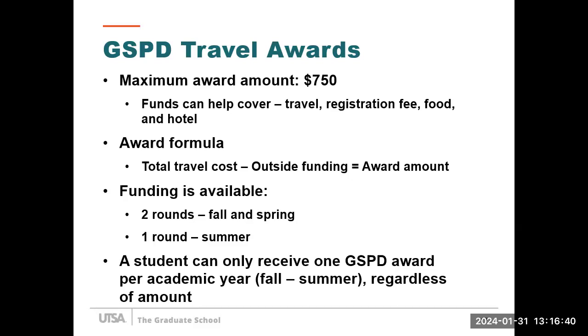The award formula is the total travel cost minus outside funding. So if you're receiving, let's say, a scholarship from the conference, funding from your department, or funding from your faculty member, those need to be deducted from the total cost of your travel. And then we award you X amount of money after that. How the process works is your department or your college has the cost center number where they can go in and pull the money based on your travel costs.